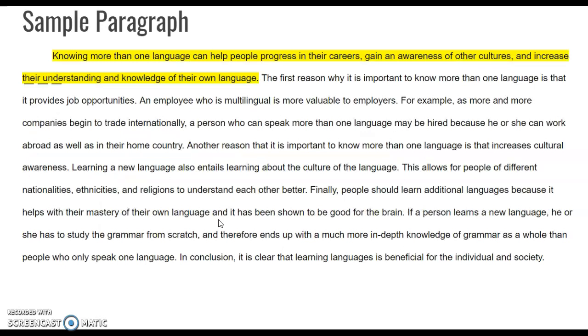So if we take a look at our sample paragraph, the topic sentence is highlighted here in yellow. Knowing more than one language can help people progress in their careers, gain an awareness of other cultures, and increase their understanding and knowledge of their own language. So we have the general topic, which is knowing more than one language. And then we have the controlling ideas. It helps people progress in their careers, gain an awareness of other cultures, and increase their understanding and knowledge of their own language. So this topic sentence has three controlling ideas.